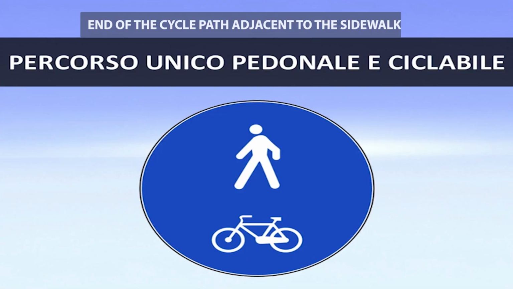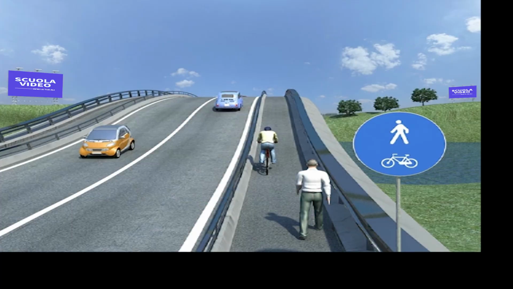Single pedestrian and cycle path. This sign is placed in correspondence with a single path for pedestrians and cyclists, where bicycles and pedestrians are to circulate together in that reserved path. It will not be allowed to circulate with motor vehicles.